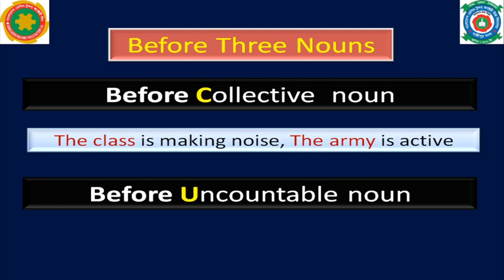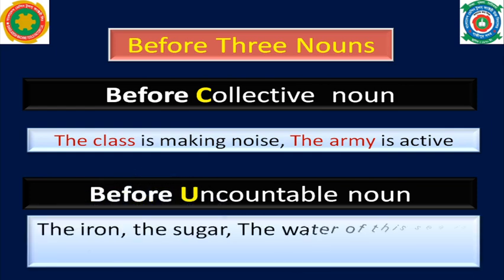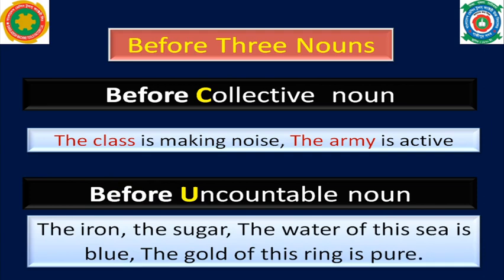The army is active. Then uncountable noun, that means you cannot count it. Like the iron, the sugar, you cannot count it 1, 2, 3, 4, 5. It's a very, very tough task, uncountable. The sugar, the water of the sea is blue. So you have to use the before uncountable noun. The gold of this ring is pure. So gold is a material. You cannot easily count it. It's uncountable. So before uncountable noun, you have to use the, right?